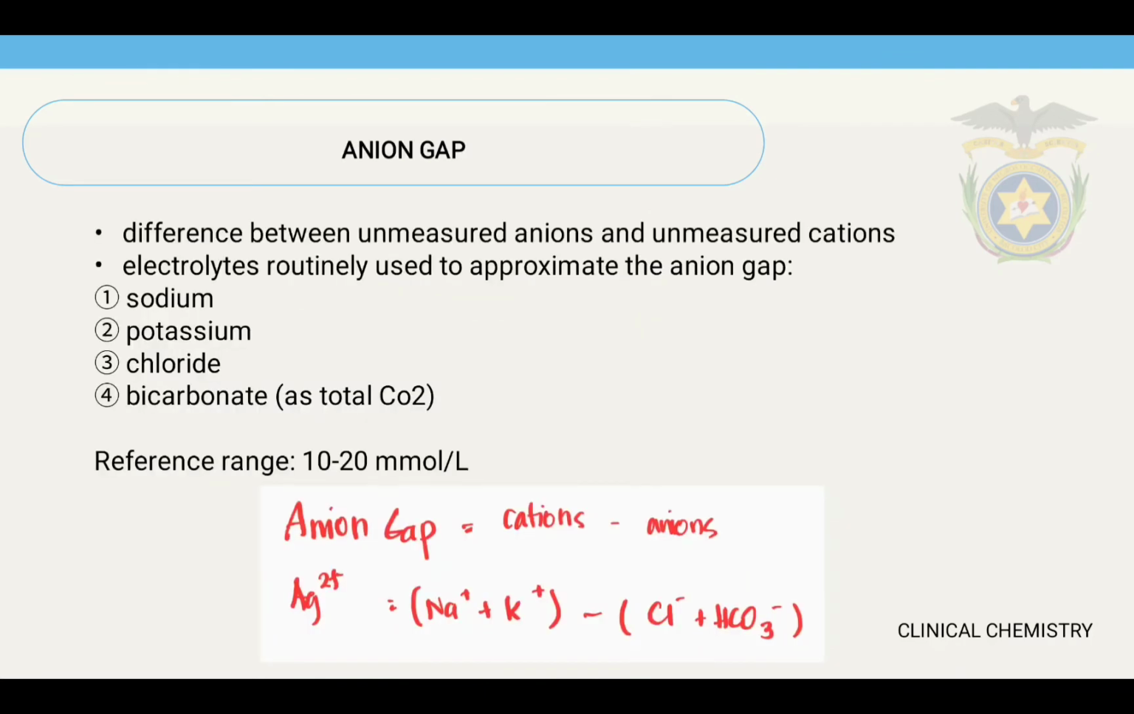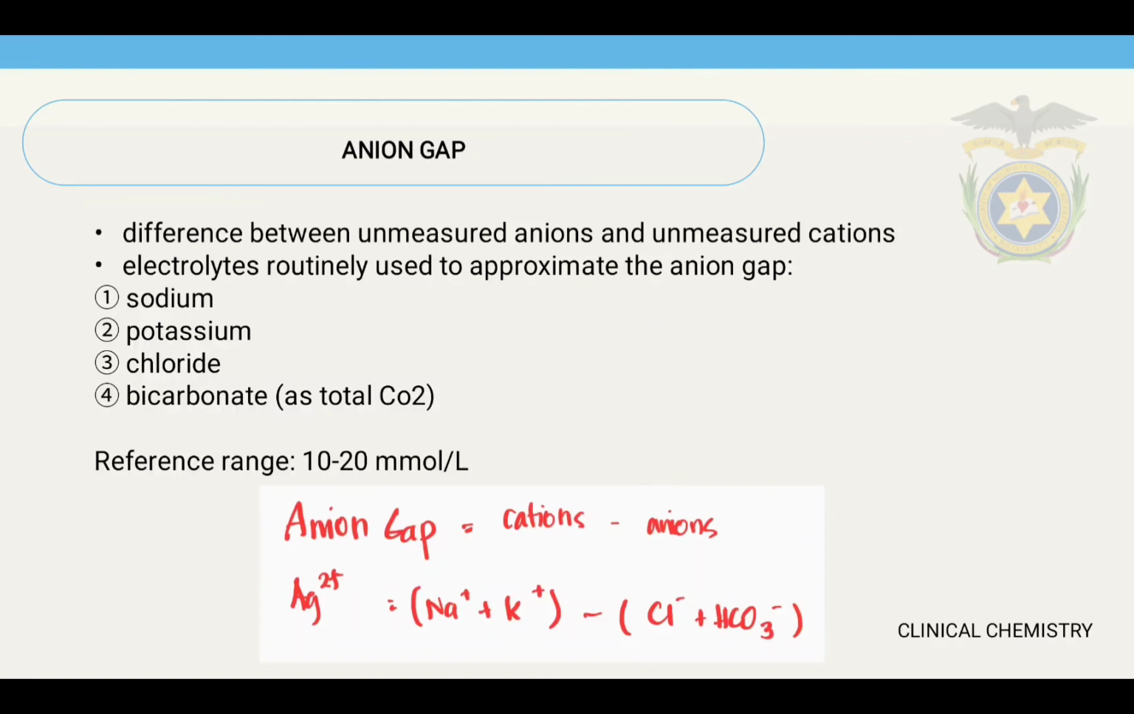Your anion gap is the difference between unmeasured anions and unmeasured cations. Electrolytes routinely used to approximate the anion gap are your sodium, your potassium, chloride, and your bicarbonate as total CO2. The reference range is around 10 to 20 millimoles per liter.